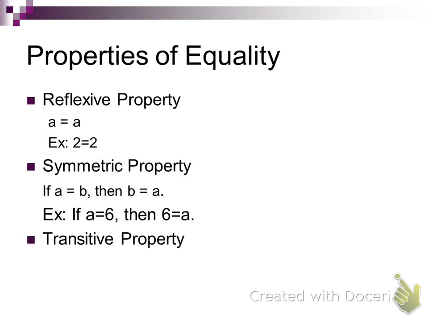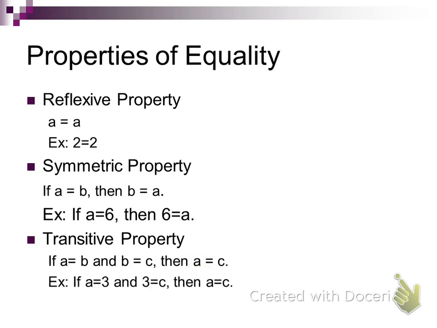And then the transitive property. The transitive property involves 3 parts. If A equals B and B equals C, you can cut out the B that they have in common and just go straight from the beginning to the end. A equals C. And here it is with numbers. So if A equals 3 and 3 equals C, then A equals C.